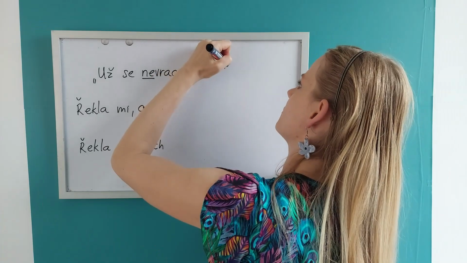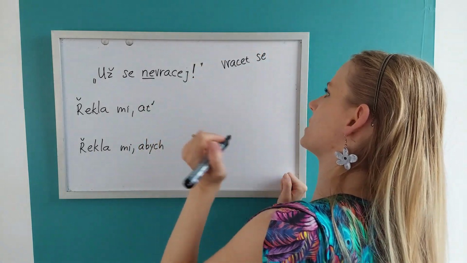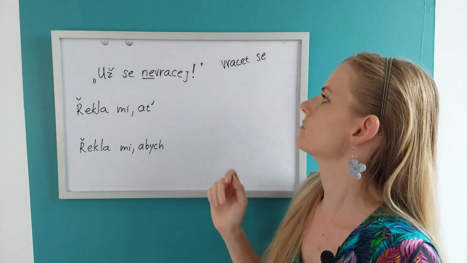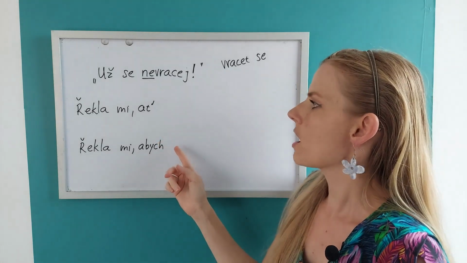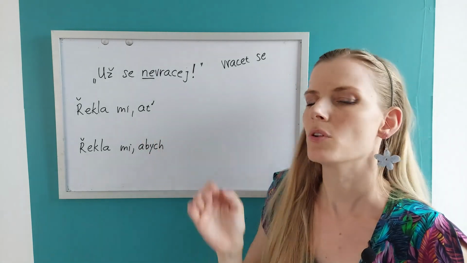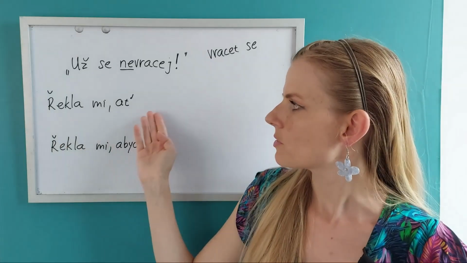anymore. So the form is vracet se, to be coming back. Before we had vrátit se, which was perfective. This one is imperfective. This won't change anything about these sentences, except that ať will be followed by present tense, if you remember. Let's do the reported speech.